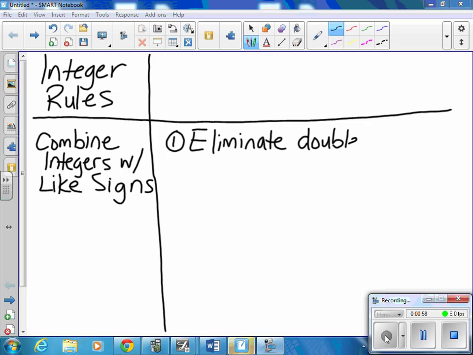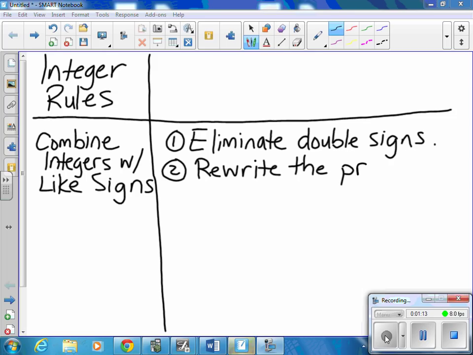Always get rid of those double signs, because the more signs you have in the problem, the more confusing the problem becomes. The fewer you have, the easier it is to understand what you're doing. After you've eliminated your signs, you want to rewrite the problem, because it's now going to look a little simpler and easier to do. And then the third step is how you're going to get your answer.